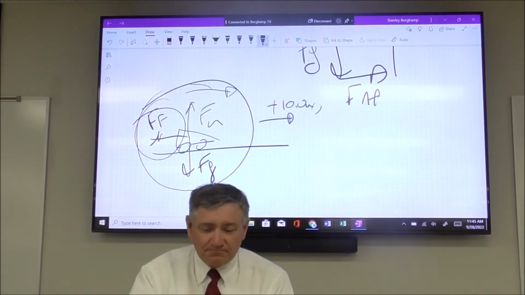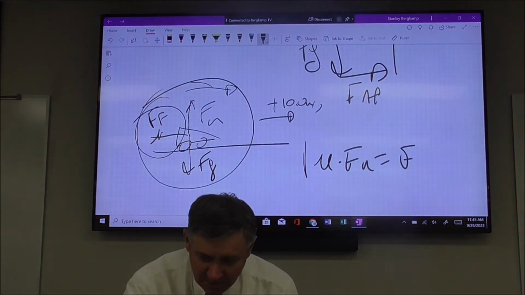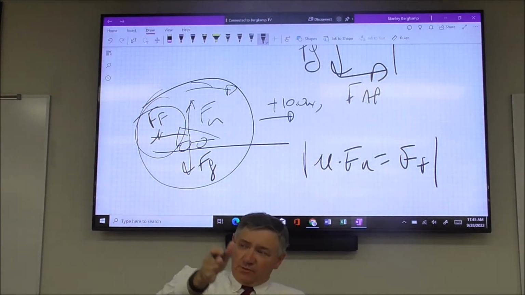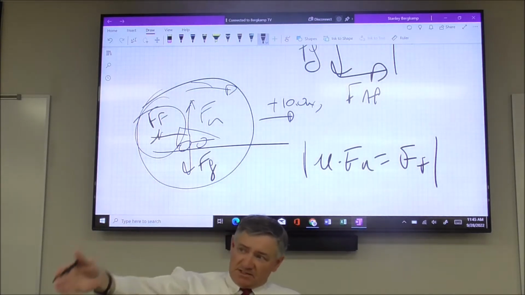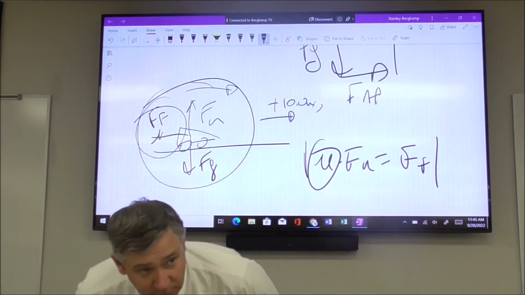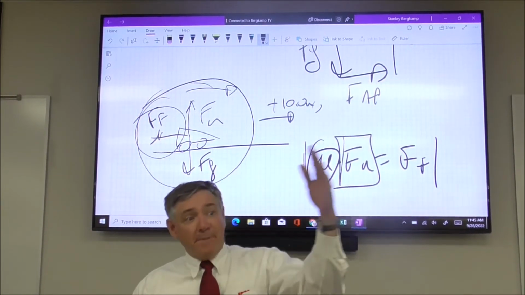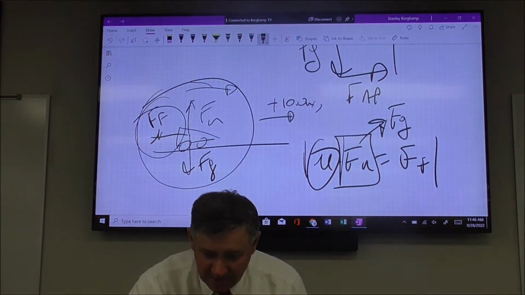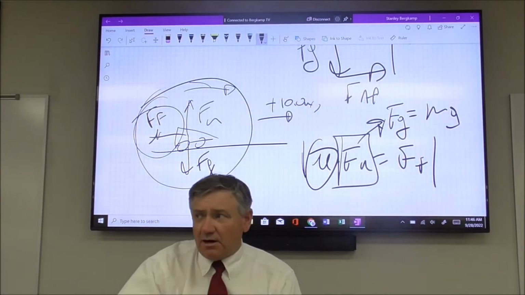Now here's the problem. You have an absolute value of mu times force normal equaling force friction. These are absolute values. So you find the force friction, and then you decide in the context of the problem whether to make it positive or negative. I've got mu, I gave you that, 0.7. You have that number, you don't have to do anything with it. But you don't know what the normal force is. But you know that the normal force is the same as your gravitational force. And how do you calculate your gravitational force? mg. You know the mass of the car.